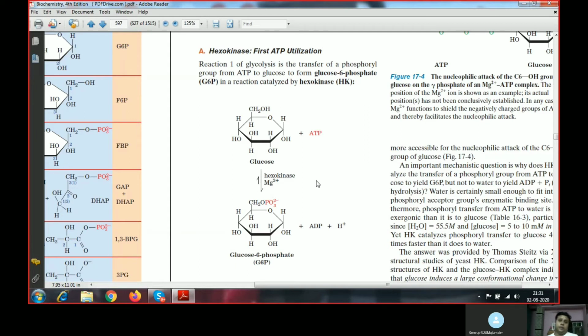The liver contains glucokinase. So your liver cell actually contains glucokinase, which specifically phosphorylates glucose, producing glucose 1-phosphate, not the 6-phosphate directly. Hexokinase converts glucose to glucose 6-phosphate, but glucokinase converts glucose to glucose 1-phosphate, and from glucose 1-phosphate you can get glucose 6-phosphate with the help of a mutase enzyme. Phosphoglucomutase is the name of the enzyme. So these are the actual differences.